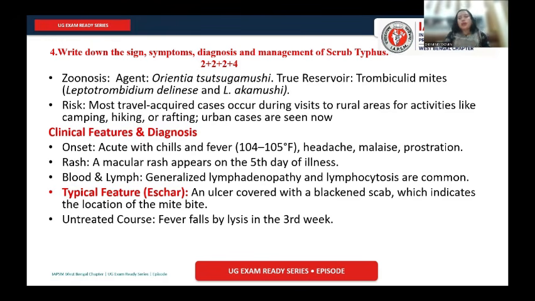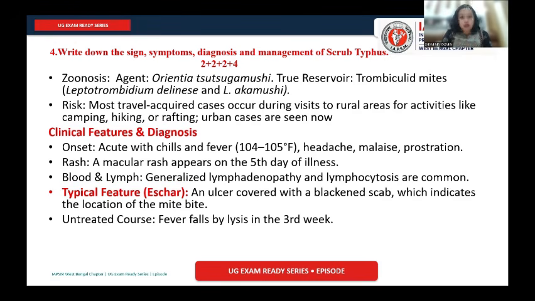Sometimes you get in a question these cues which will make you think about scrub typhus as the diagnosis. The patient will come with high fever, 104, 105 fever, with chill and rigor, headache, malaise, prostration. These are the common symptoms the patient will come with. You can see a maculopapular rash that appears in the 5th day of illness. There can be generalized lymphadenopathy. The typical feature is eschar, which is an ulcer covered with a blackened scab.